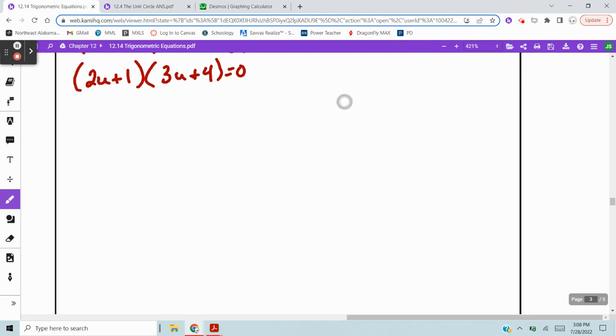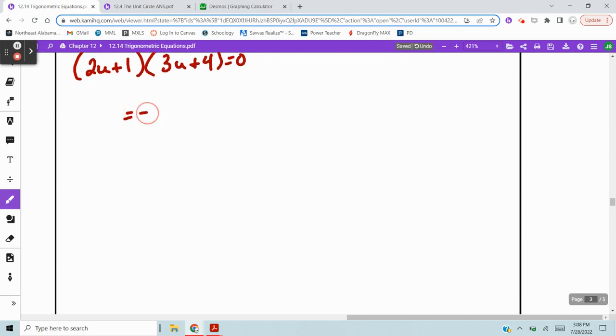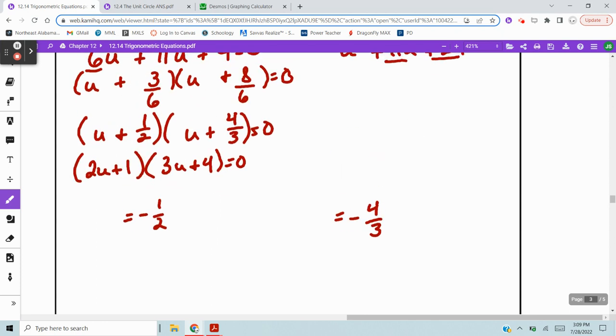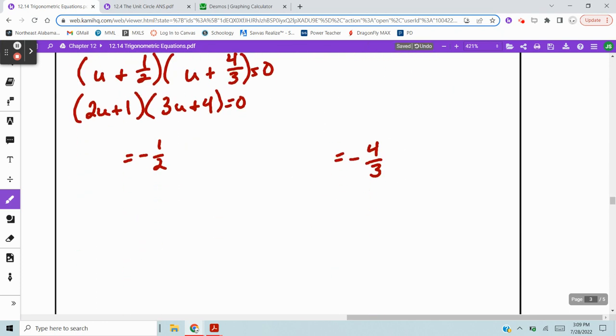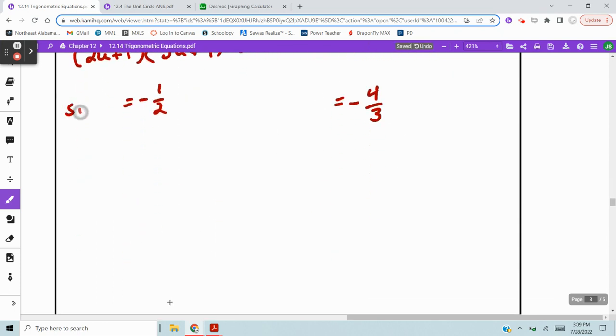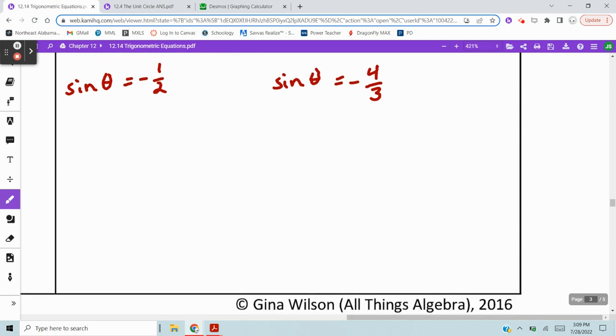It's equal to 0. So my two values for u are going to be a negative 1/2 and a negative 4/3. Now my u value replaced sine, and that's the reason I didn't put the u there. I'm going to go ahead and replace that u back with sine of theta. Now the first one is a common one. The sine of 30 degrees is equal to a half.